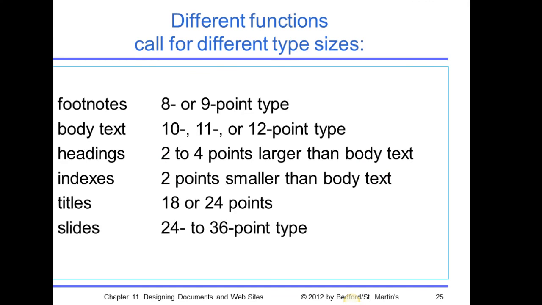Functions have different type sizes. Footnotes would be 8 to 9 points. The body text would be 10 to 12. Headings would be 12 to 14. Indexes will be 7 to 9 points. Titles will be 18 to 24 points, and slides will be done in 24 to 36.